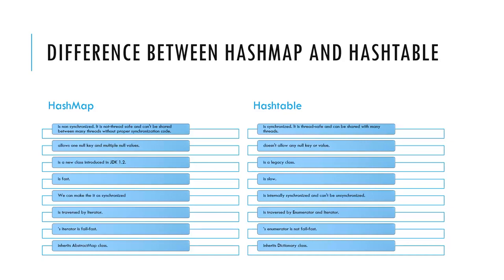HashMap is not synchronized, and HashMap allows a null key when Hashtable doesn't allow it. HashMap was introduced in the second version of the JDK, when the collections framework was introduced. It's faster. We also can make this HashMap synchronized. It is traversed by an iterator, and it inherits the AbstractMap class.